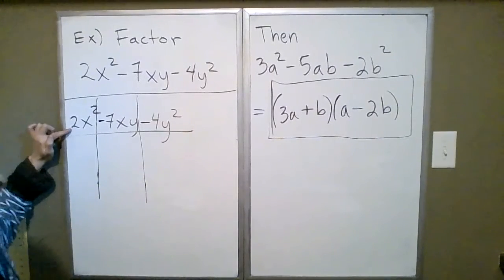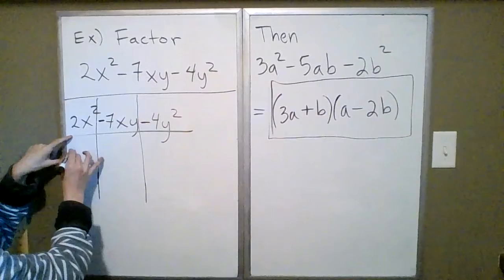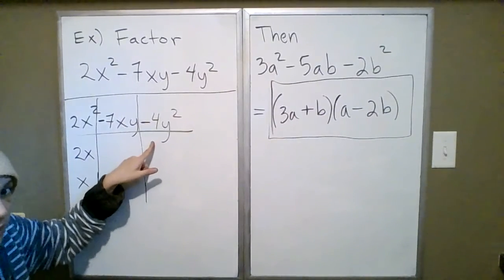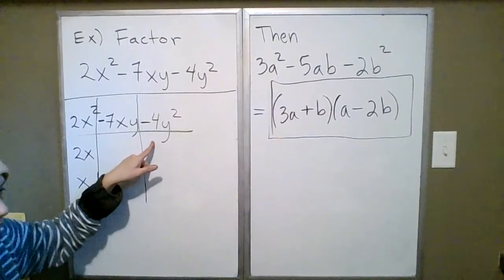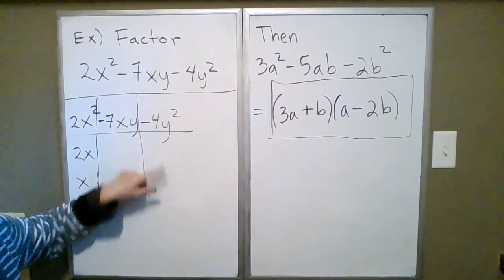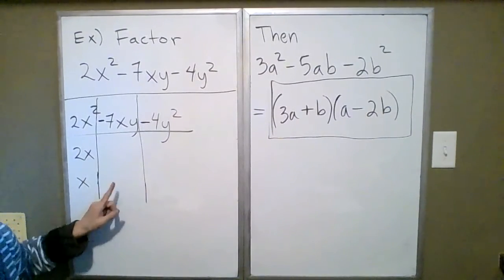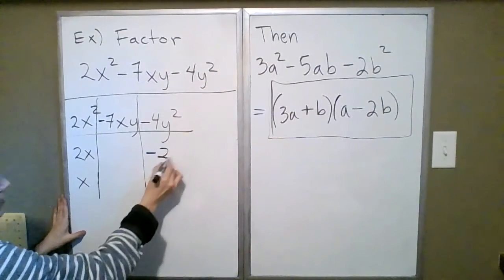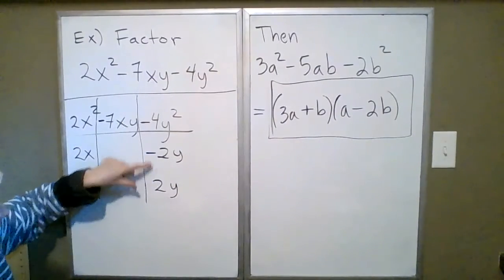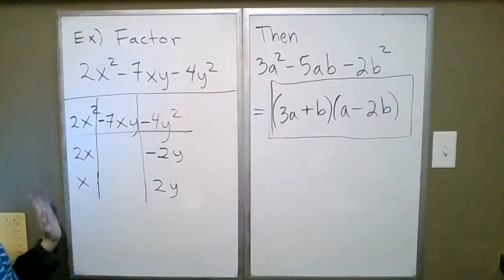On this side, you get two numbers that multiply to 2x squared, like 2x times x. On this side, you need two numbers that multiply to negative 4y squared. You could try 4y and negative y, or maybe 2y and negative 2y. I went with this guess first. 2y times negative 2y would be my negative 4y squared. Then I'm going to see what happens.